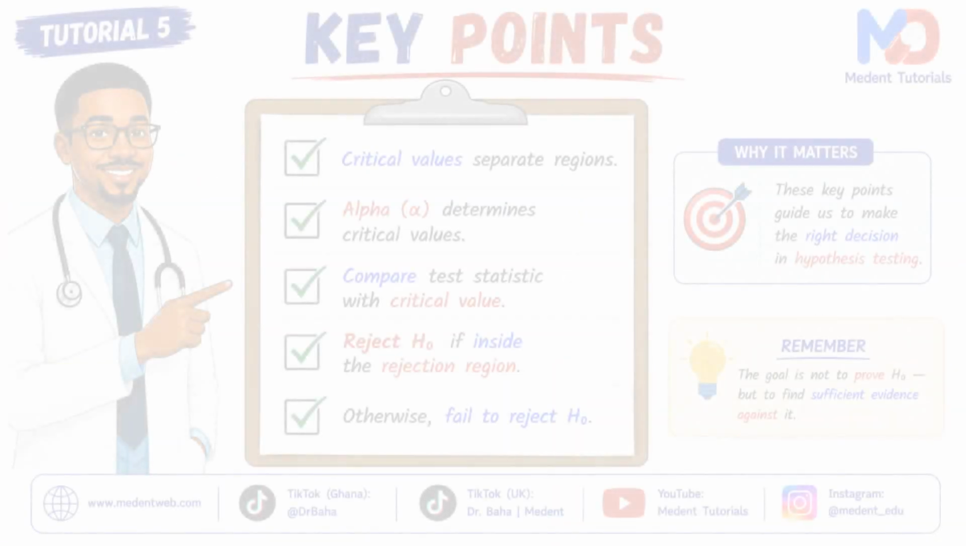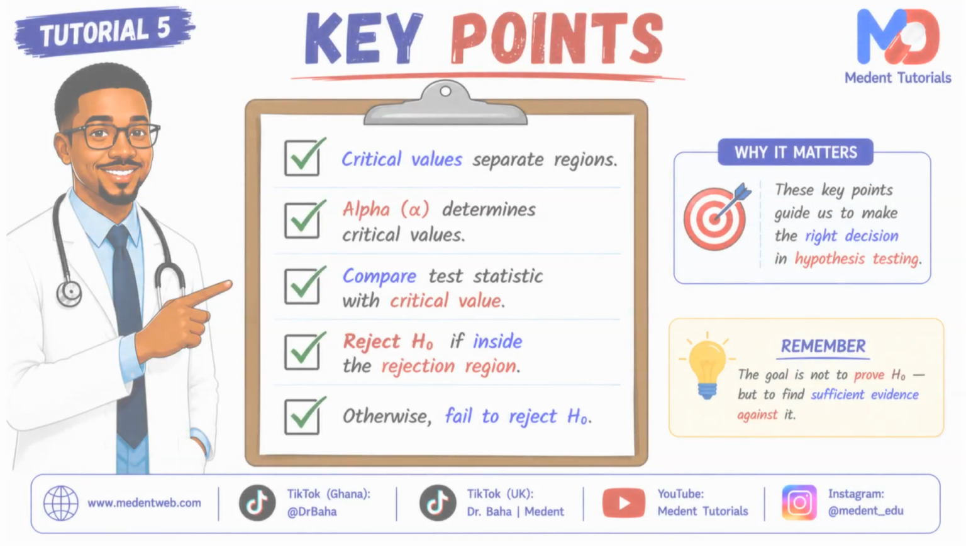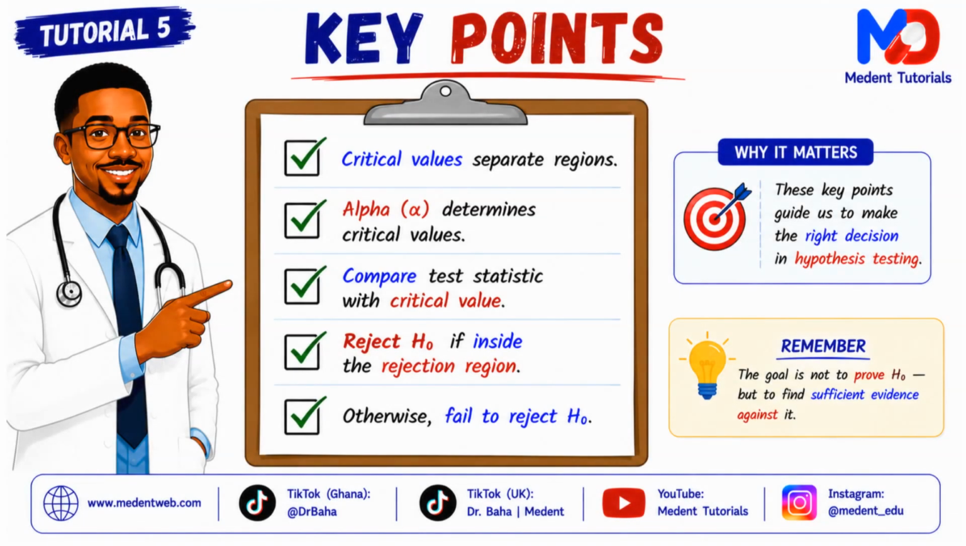So here are some key points. Let's review them. Critical values separate the acceptance and rejection regions. They are determined by the level of significance. After calculating the test statistic, compare it with the critical value to make your statistical decision.